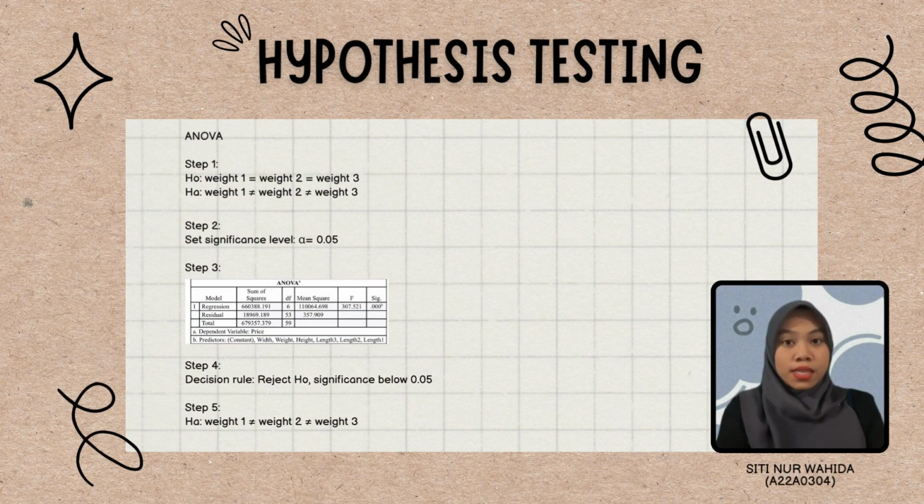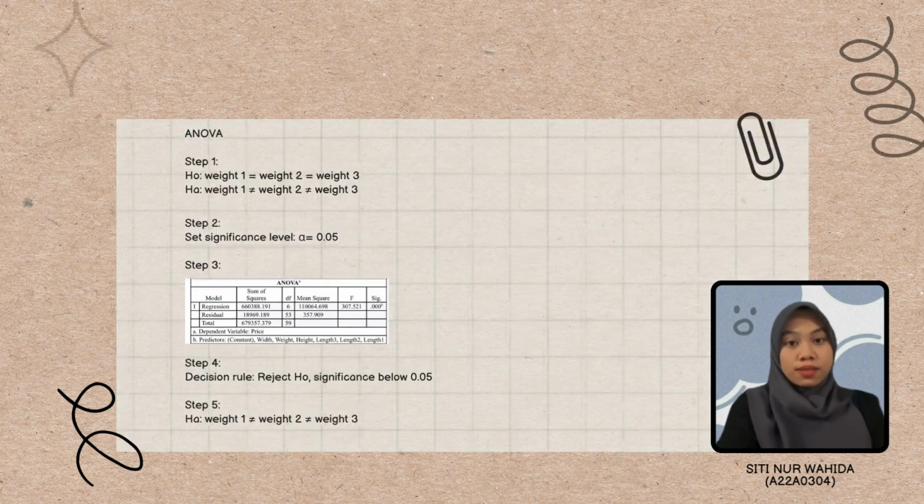Next is hypothesis testing, which has 5 steps. Step 1, H0: weight 1 equals weight 2 equals weight 3. HA: weight 1 not equal to weight 2 not equal to weight 3. Step 2, set the significance level alpha equals 0.05. Step 3, as you can see in the diagram below. Step 4, decision rule: reject H0 if significance is below 0.05. Step 5, HA: weight 1 not equal to weight 2, not equal to weight 3.